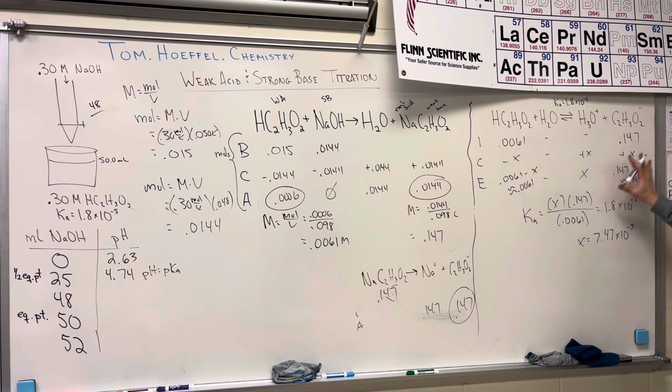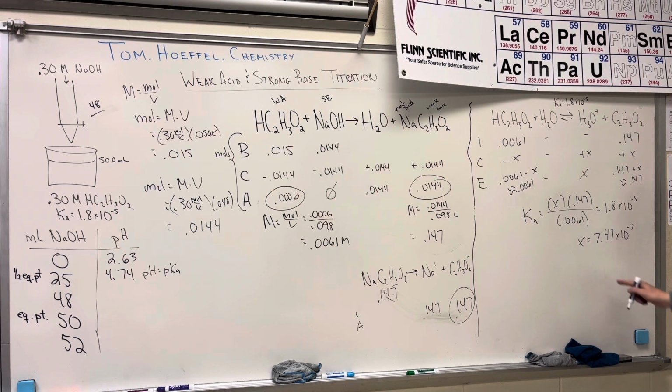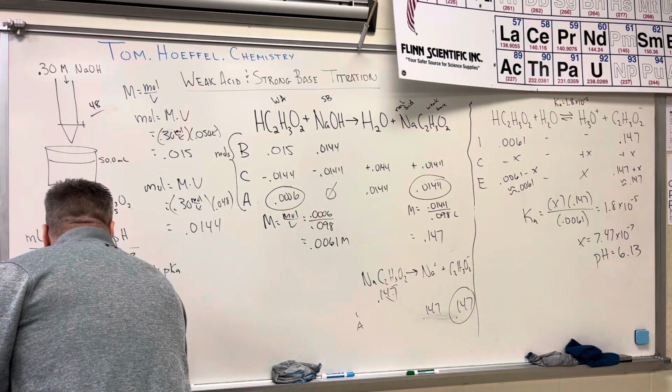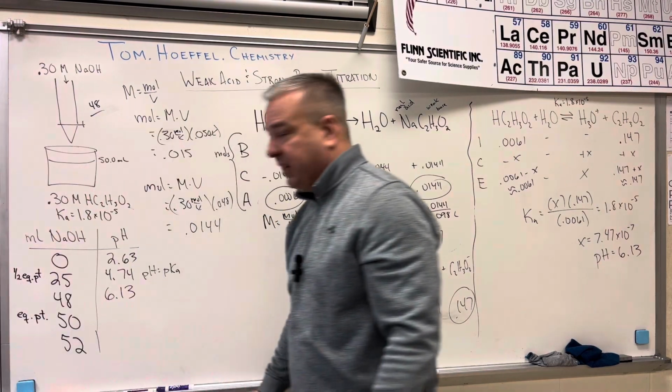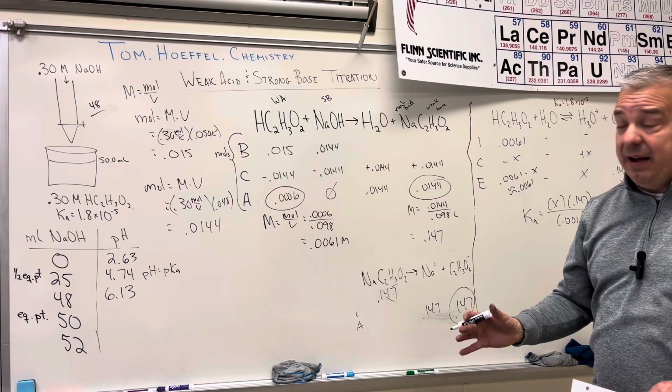There's so much molarity over here that this shift is going to be really, really small. And this is going to be the concentration of the hydronium ions. So the negative log of 7.47 times 10 to the negative 7 is going to give you the pH of 6.13. So I'm going to come back over here and put the pH of 6.13. Now we only have 2 problems left, okay?